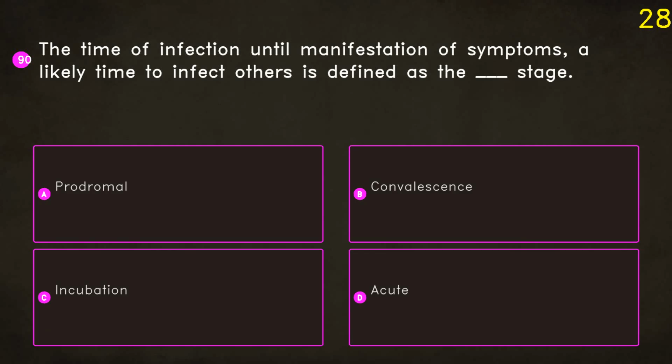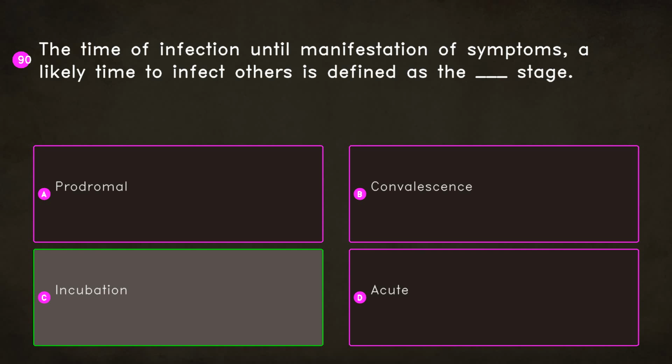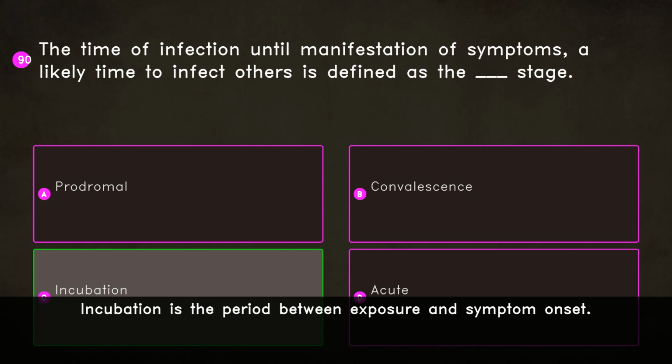Question 90. The time of infection until manifestation of symptoms, a likely time to infect others, is defined as the ____ stage. A. Prodromal. B. Convalescence. C. Incubation. D. Acute. The correct answer is incubation. Incubation is the period between exposure and symptom onset.